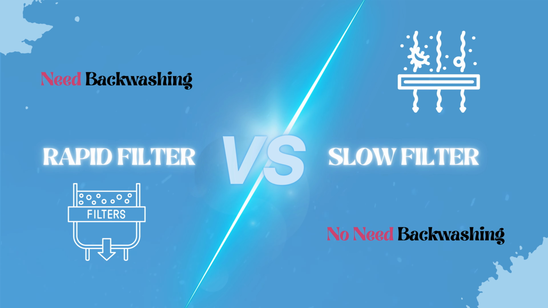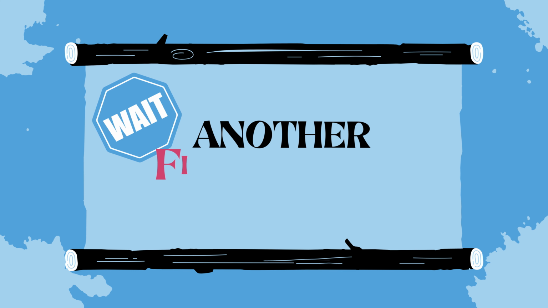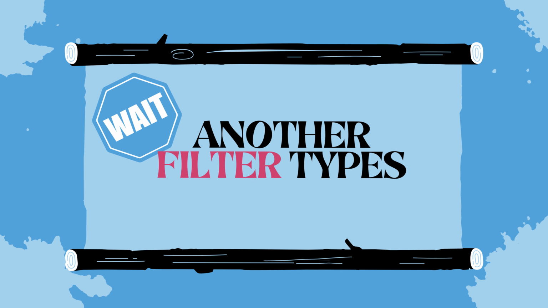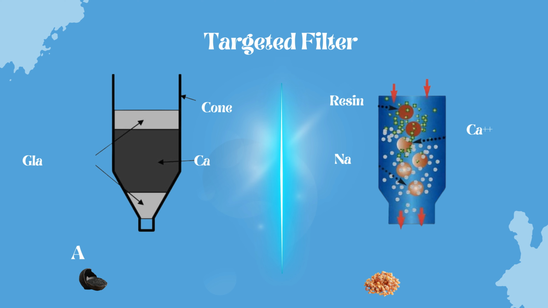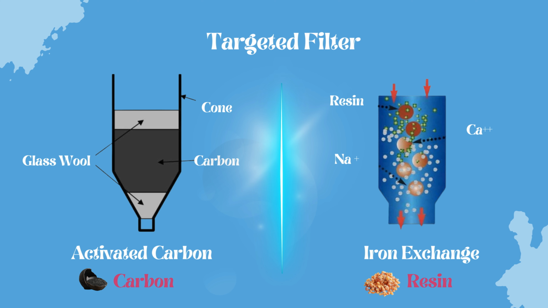Let's discover the contrast: rapid sand filtration versus slow sand filtration. Rapid filters are fast but need backwashing, while slow sand filters are slow and don't require backwashing. There is even more. Other types of filters await. Targeted filters like activated carbon and ion exchange filters offer specialized purification.